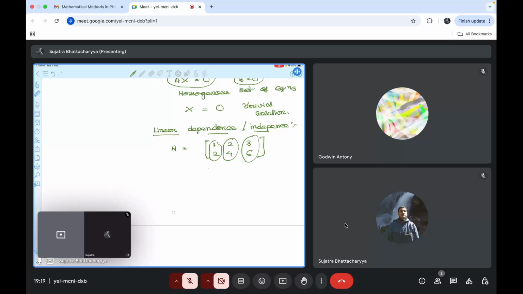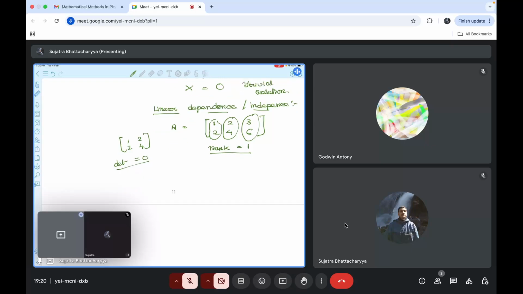Okay, and what about the rank? Rank here will be equal to 1. Why? Because this is not a complete 3 by 3 matrix. So rank is not equal to 3 for sure. Now, take a submatrix, say this one, 1, 2, 2, 4. How much is the determinant? This is 0. If determinant is 0, that means the rank cannot be equal to 2 also. It will be the lower rank. And of course, if you take an element, it is non-zero, so rank is 1.